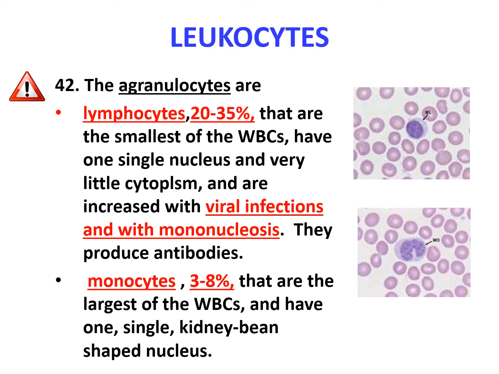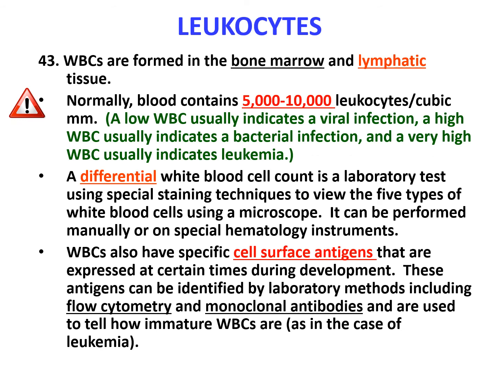So, and then at the bottom picture, we have the monocyte. It makes about 3 to 8%. They're the largest of the WBCs, and they have that one single kidney bean-shaped nucleus, and you'll be able to see it. Looks just like a little kidney bean in that nucleus, and it's much larger, has a little more cytoplasm than that lymphocyte. But you guys are going to have to be able to identify these when you see them, okay? So, still talking about leukocytes, right?